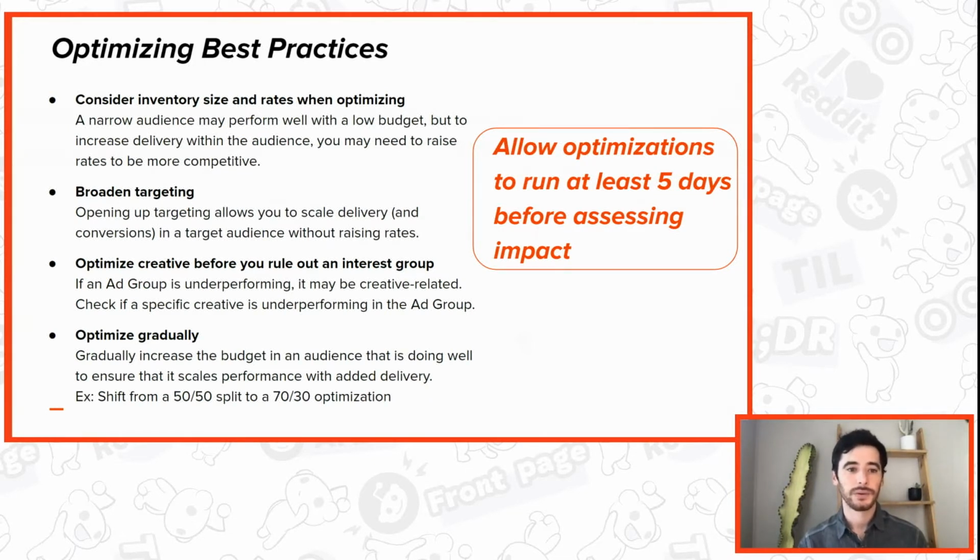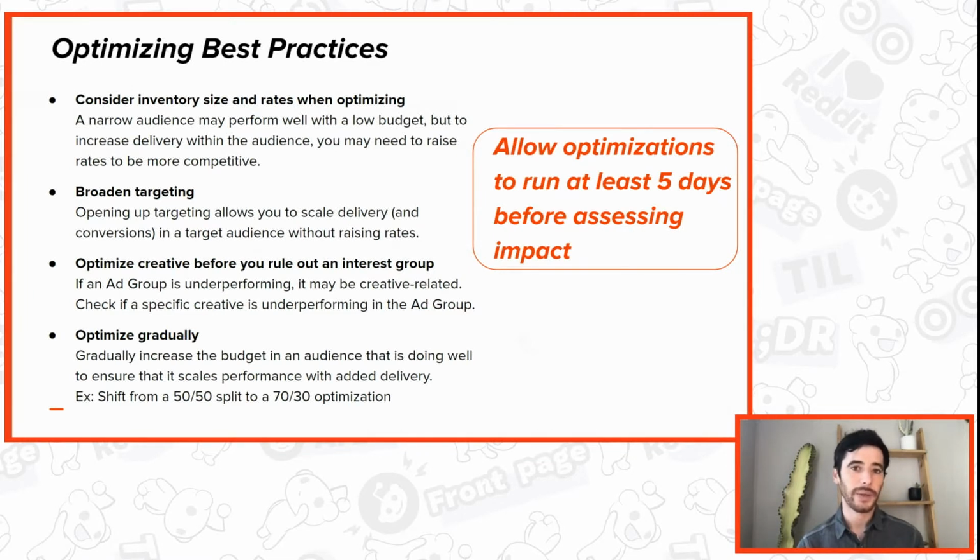Next, you really want to think about the inventory size and rates when you're optimizing. You might have a primary ad group that's very narrowly targeted and doing great, but in order to spend more there, and when you spend more you deliver more impressions, and when you deliver more impressions it's going to scale conversions. But if you need a higher rate to deliver more in a narrow ad group, it might not make sense to optimize there. You might see a lot of success there, but it might cost you 3x to increase your investment there. So make sure you're considering that.